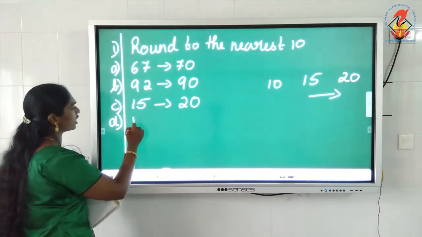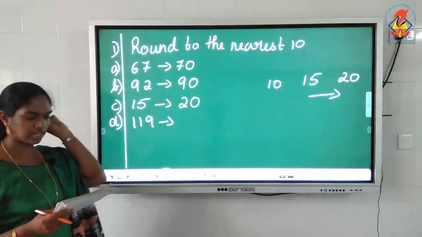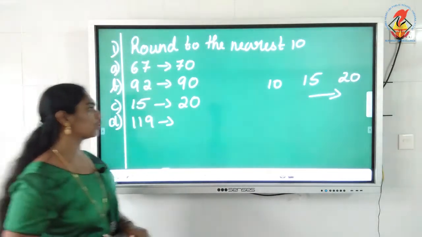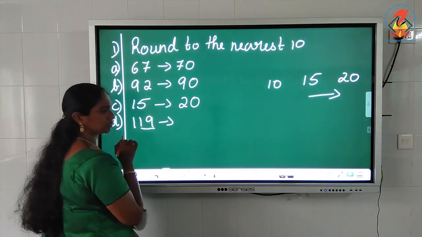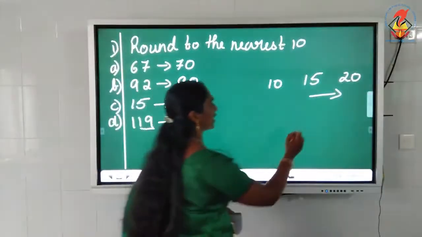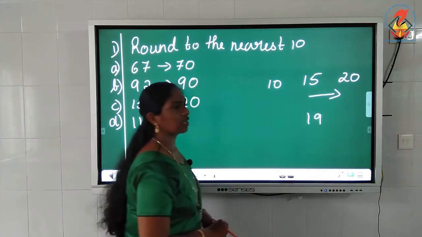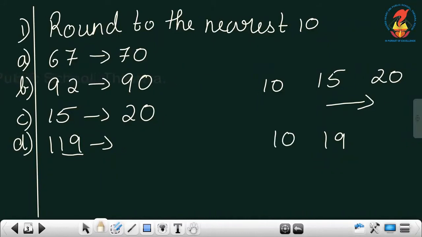Now I'll give you a 3-digit number here. 119, a 3-digit number. So what you will do is, you will take only 19 because we are rounding it to 10, right? So we take only the last 2 digits. Take 19 and see, 19 comes between which two tens? Again here it is 1, so it is coming between 10. Next 10 is 20. Okay, children. So 19 comes between 10 and 20. Is that clear to you?